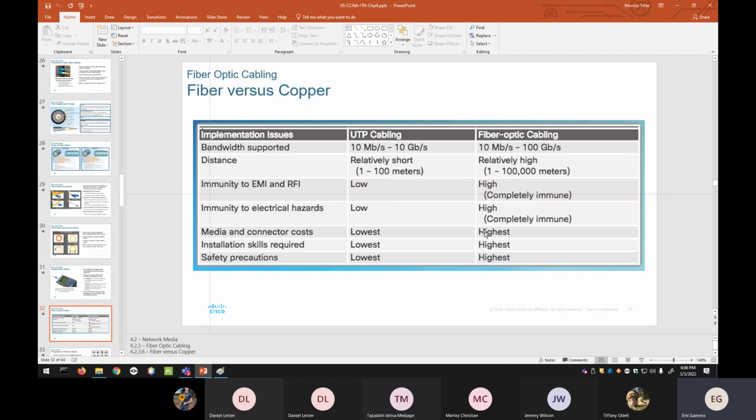So the cost is very high in fiber optic for the media and the connector. The installation is very high also, and you need people that are trained. In the case of a UTP cable, the cable and the connector are very cheap. The installation is also cheap. You don't require special skill to do it.